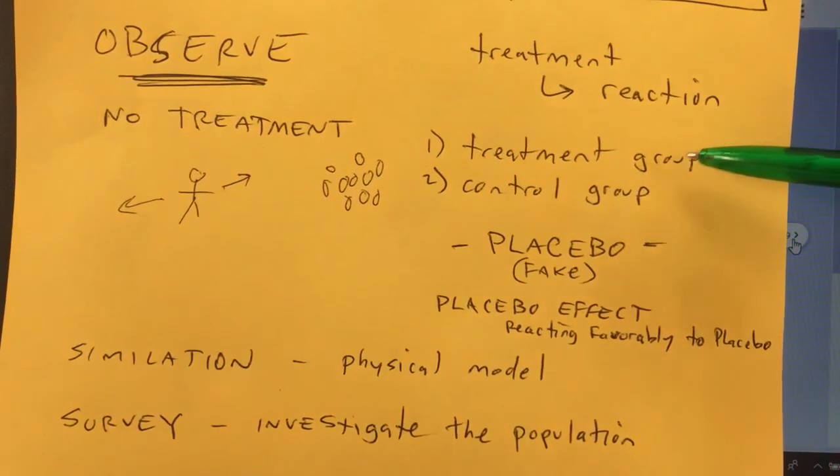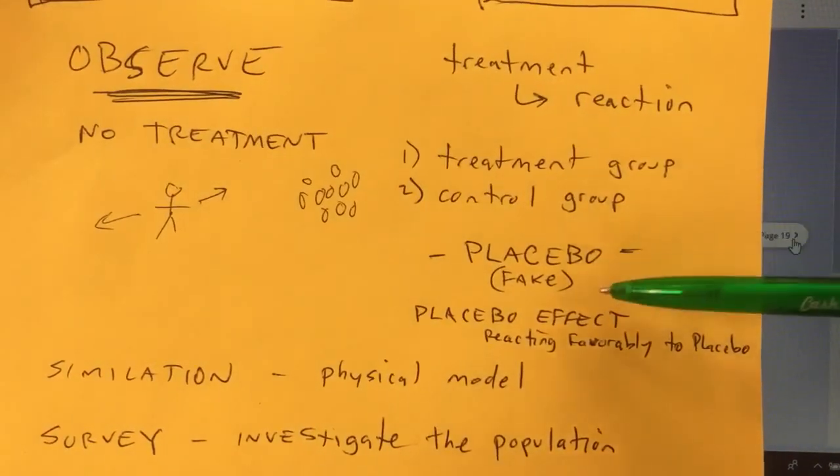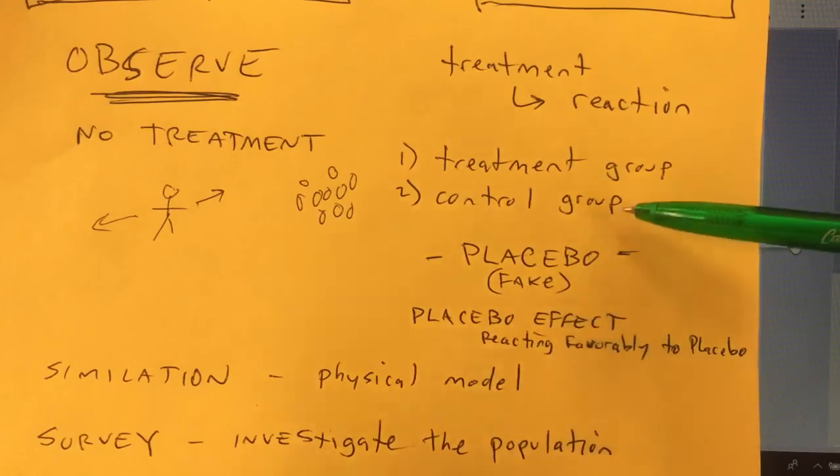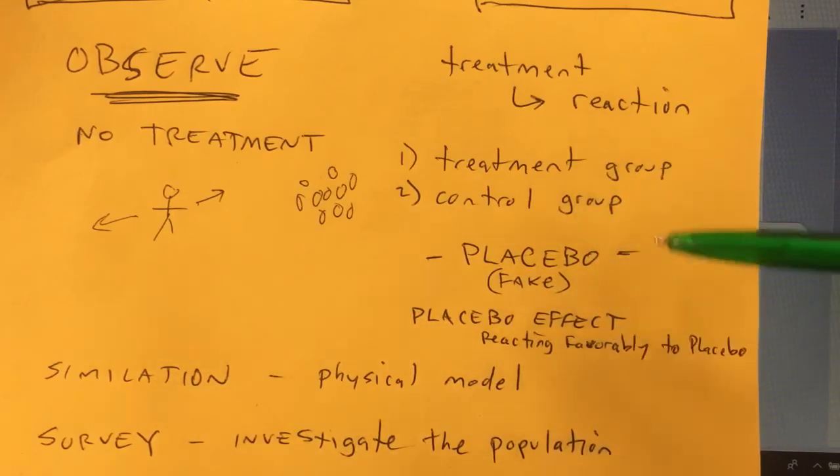So the treatment group gets the treatment, the control group does not get the treatment. They get a placebo, which is a fake treatment, and they think they're getting the treatment when they're actually not. And then you compare the two groups after. Okay?